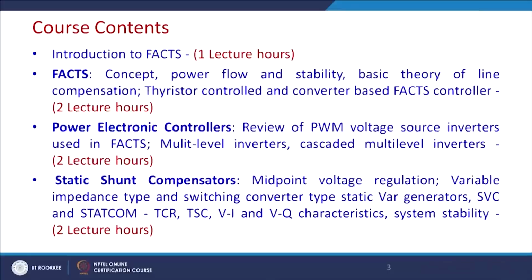Thereafter, we shall discuss the static shunt compensator. A typical midpoint regulator will be discussed. Variable impedance type and switching converter type static VAR compensators will be discussed in this course: SVC and STATCOM, and different types, that is TCR, TCSC, and their VI and VQ characteristics and the stability of the system.